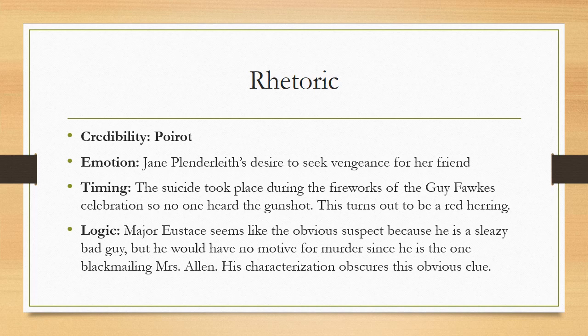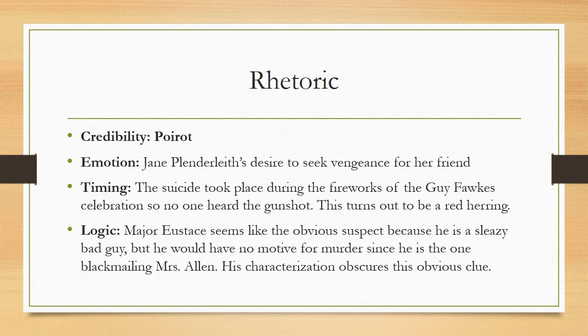The obvious clue here is Major Eustace would have no reason to kill Mrs. Allen. It's like killing the golden goose. He's getting 200 pounds, which was a lot of money back then, every couple of months from her. If he kills her, that goes away. Even if she'd refused to pay him, he would have gone to her fiance and followed through on his blackmail scheme. He wouldn't kill her because if he went to her fiance, maybe he could get more money or something. So he has no motive.